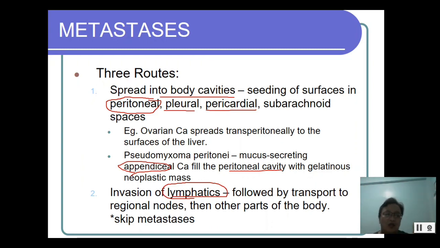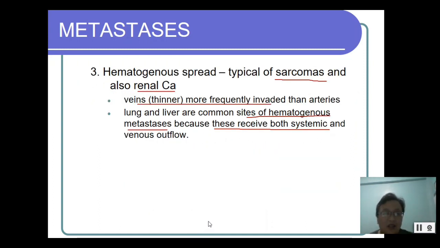So there's a term here that they say skip metastasis. Sometimes, if the tumor goes to the lymphatics, it does not metastasize. It stays in the lymph nodes. Hindi nalilipat sa ibang organ. So that is called skip metastasis. Okay, so that happens in the lymphatic route.